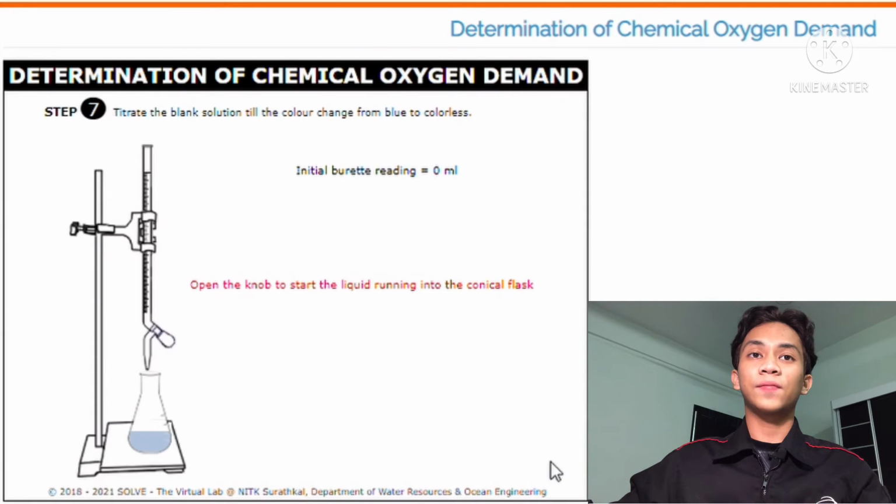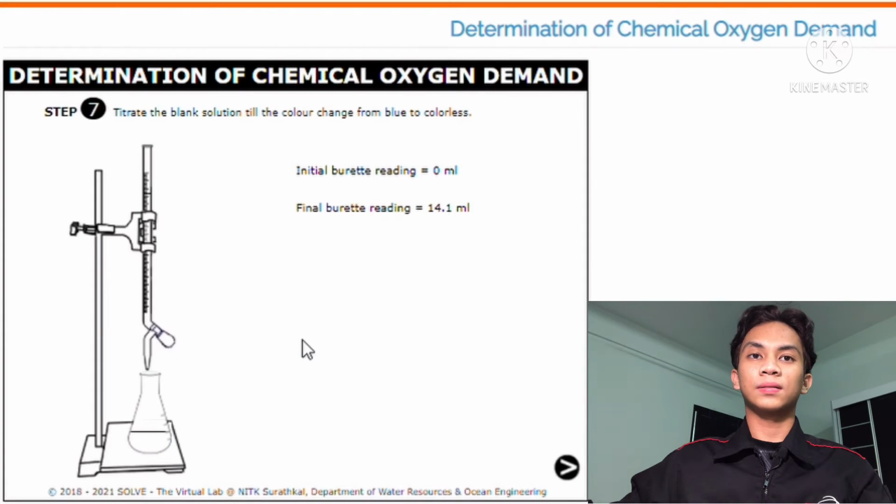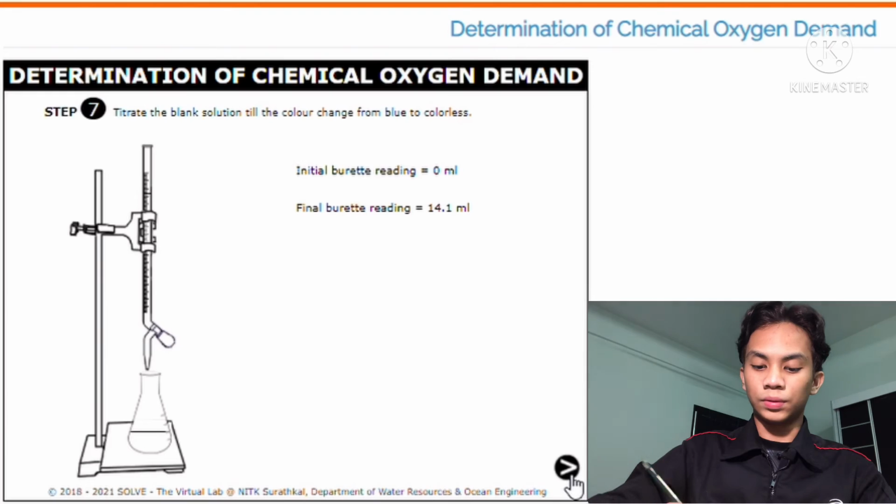Next, step 7. Titrate the blank solution until the color changes from blue to colorless. The initial burette reading is 0 ml. Open the knob to start the liquid running. May take time, and close it. And the final burette reading is 14.1 ml. Note down the value.